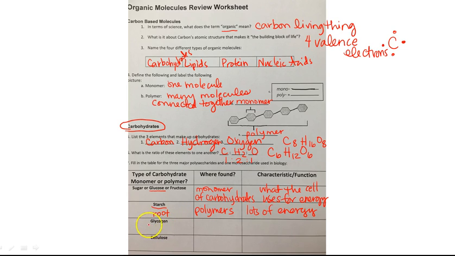All right, glycogen, this is if our body doesn't use some of the carbohydrates that we eat. Glycogen is, we can store it in our muscles. So I should be writing where it's found over here, but it's found in our muscles in animals.